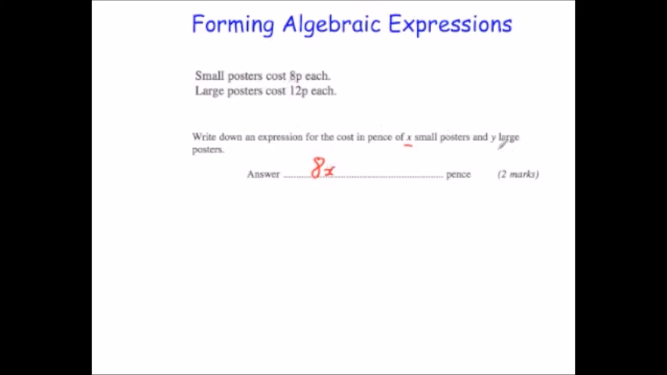For the large posters, we've got y posters at 12p each, so it'd be 12 times y. And it wants the total cost, so it's going to be 8x plus 12y. That means to find the total cost, you would do 8 times the number of small posters, add 12 times the number of large posters, and that would give you the price in pence altogether.